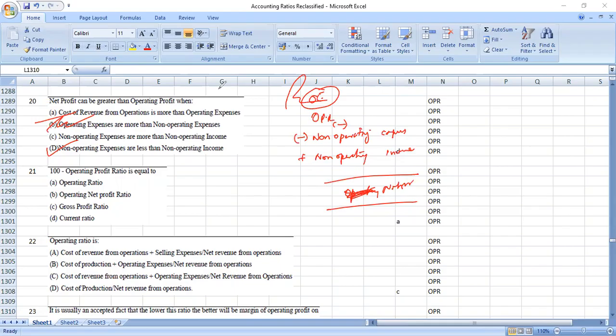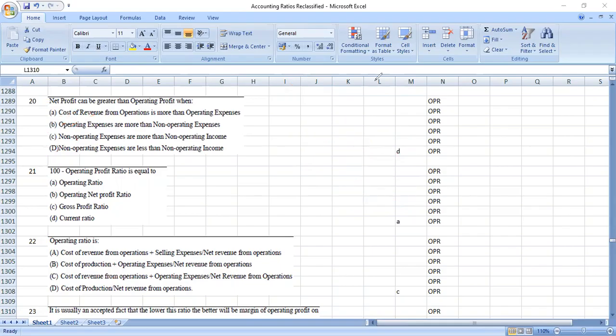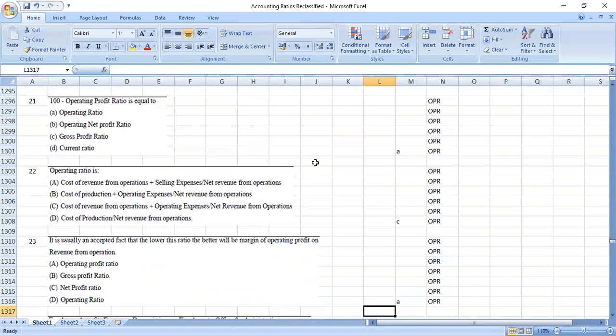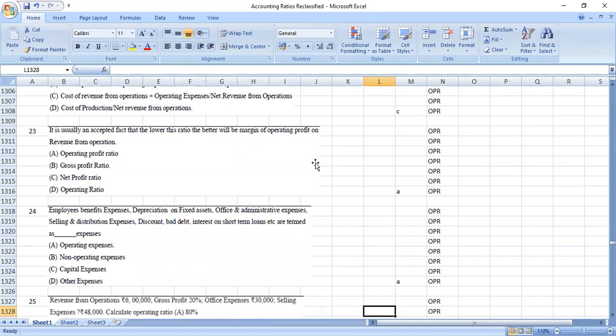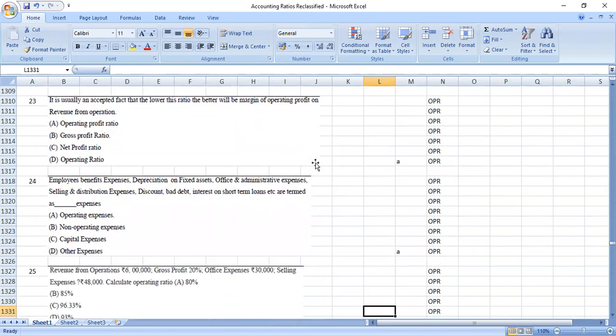The numbers which you are putting in are easier. If it was class, I would have done that. Just solving problems. 100 minus operating profit ratio is equal to operating ratio. Already explained. It is usually accepted that the lower this ratio, the better will be the margin of operating profit on revenue from operation. Okay.